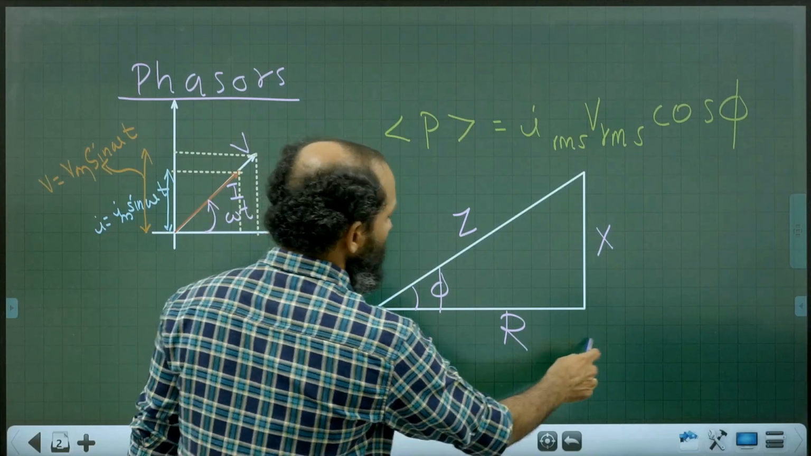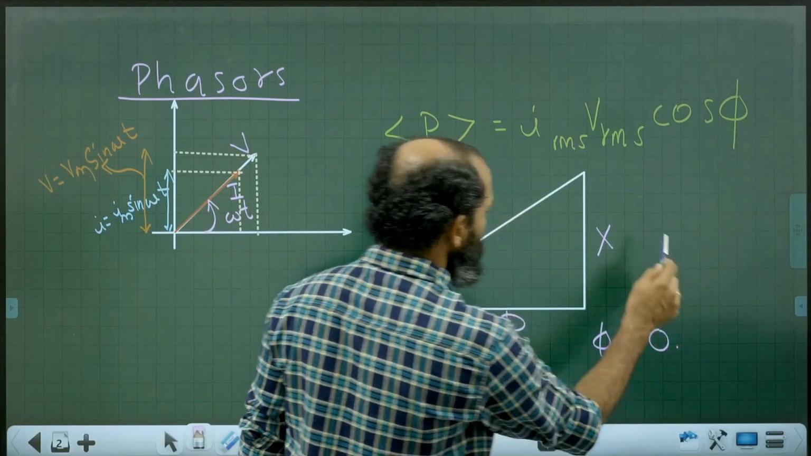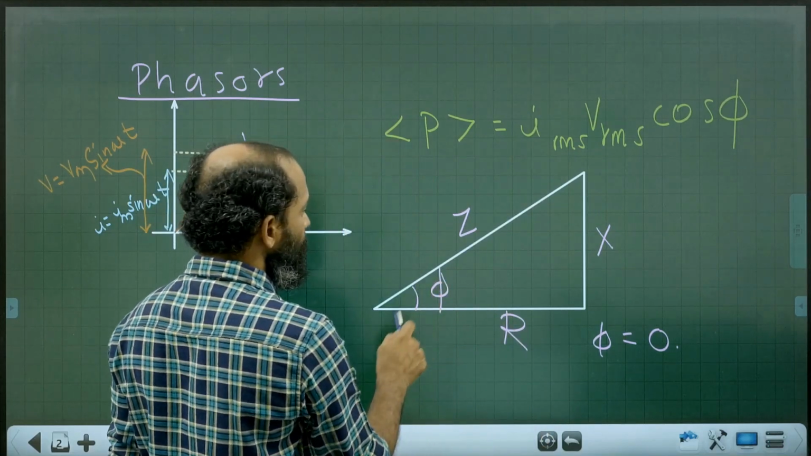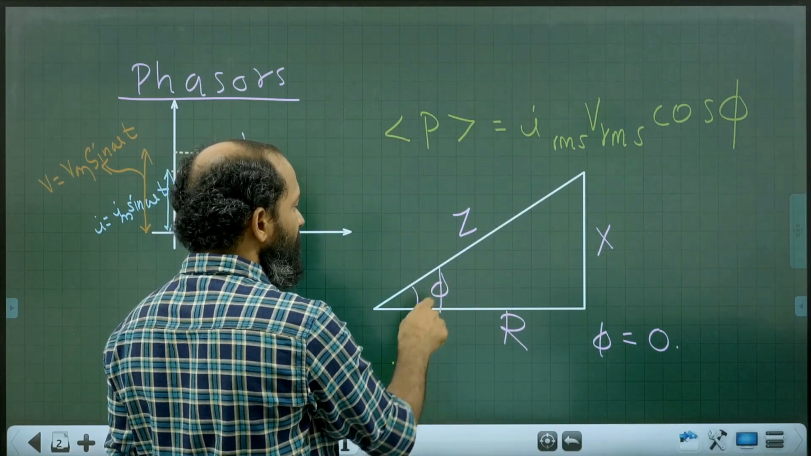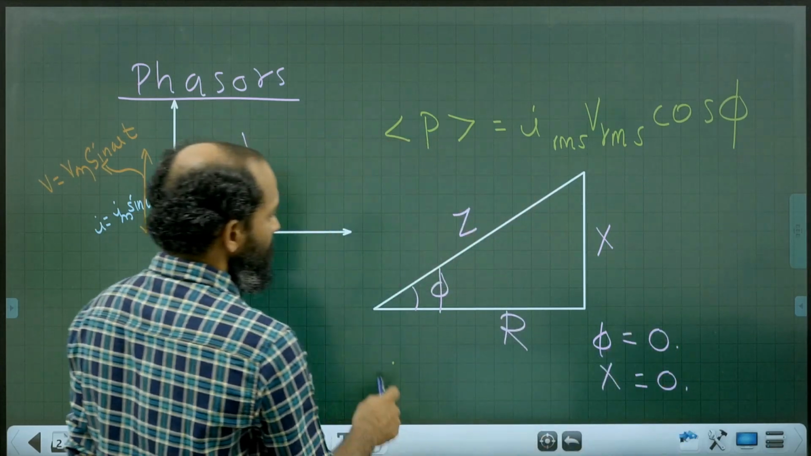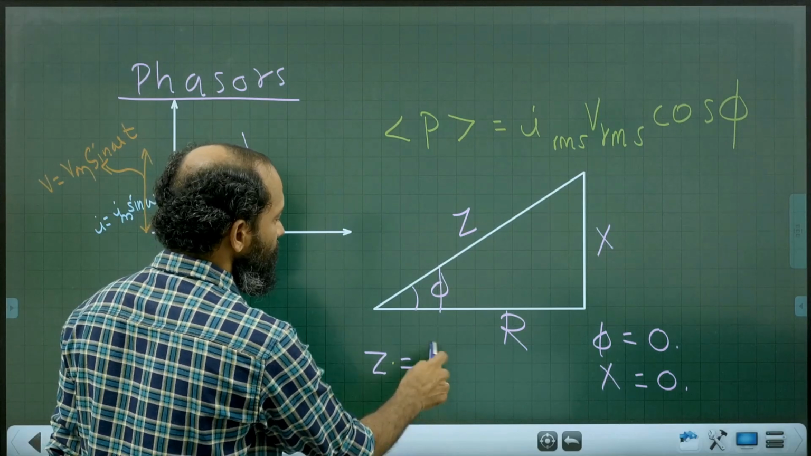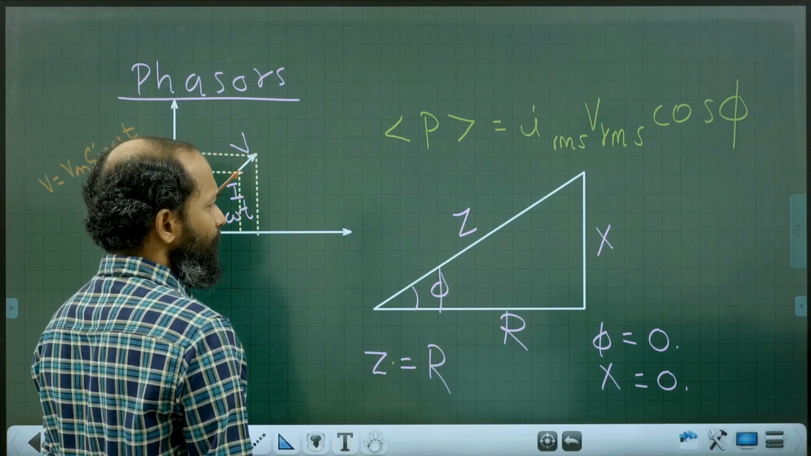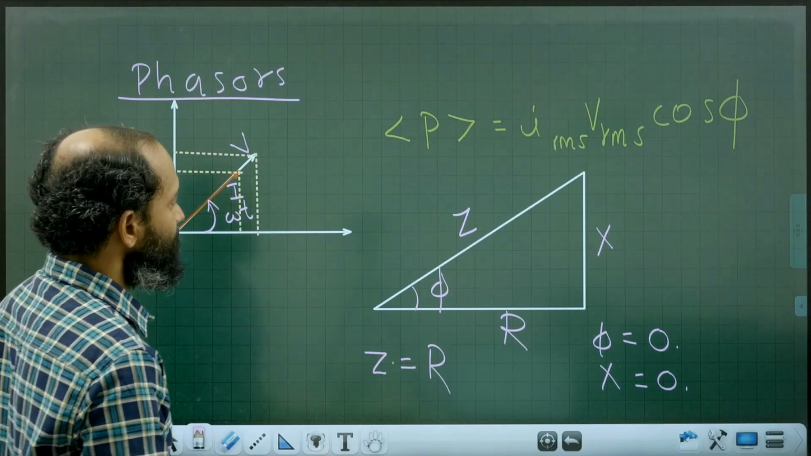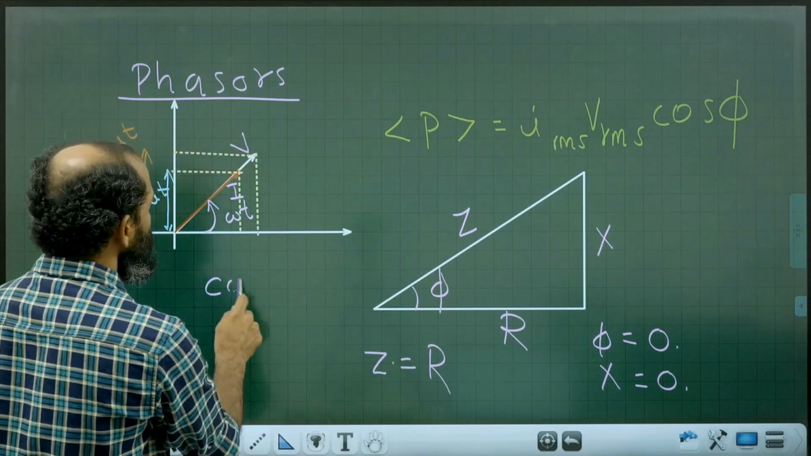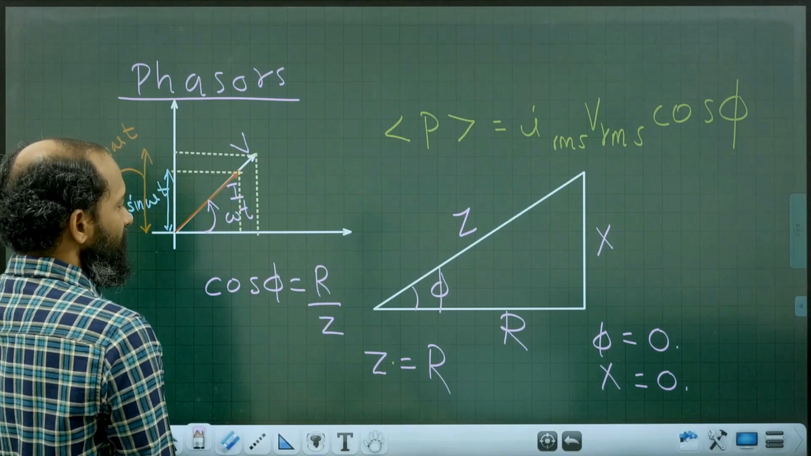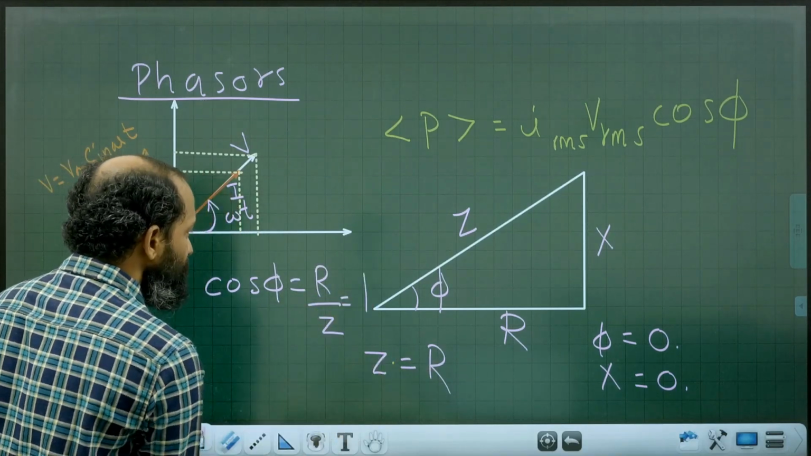Here, the phase angle happens to be 0. As the phase angle is 0, tan 0 equals 0. That is why X is equal to 0, and that is why Z is equal to R. Always Z is equal to R for an AC through resistor only circuit. And cos phi can be defined as R by Z. R is equal to Z, so cos phi is 1.